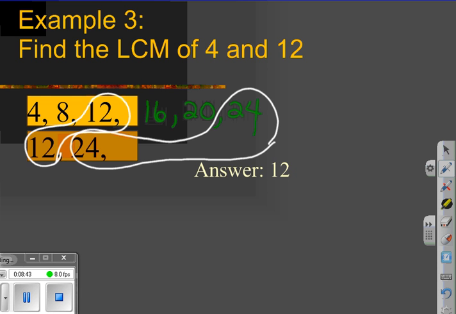Okay? It's the least common multiple. 12 is a common multiple. 24 is a common multiple. If we keep going, there's going to be another common multiple. It's going to be, what's 12 times 3? 36. 36 is going to be a common multiple. You'll find several common multiples as you go. I mean, if we kept going, you would find a lot.